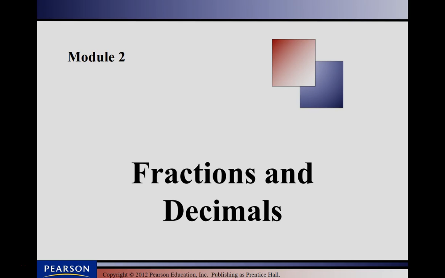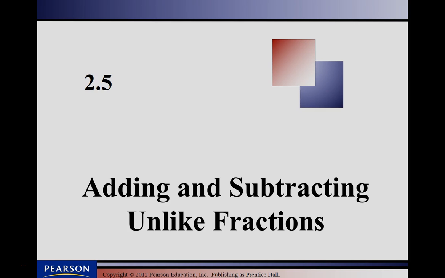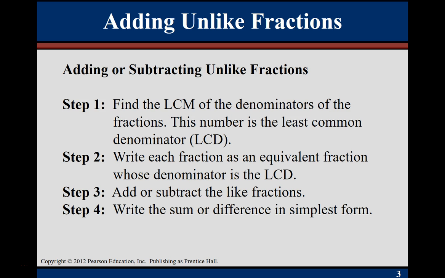Module 2, Fractions and Decimals. This is section 2.5, Adding and Subtracting Unlike Fractions. When you're adding or subtracting unlike fractions, you will first need to find a least common multiple. That way you can have a common denominator.